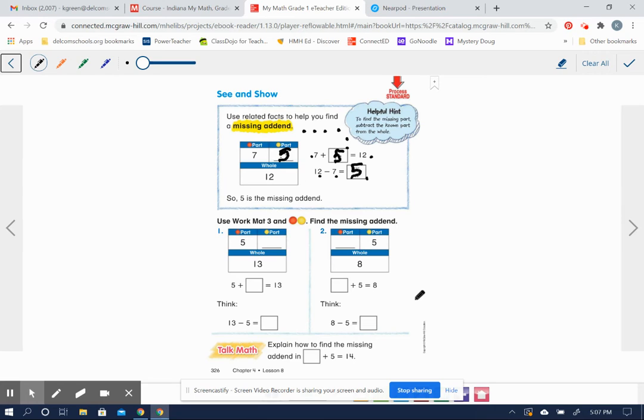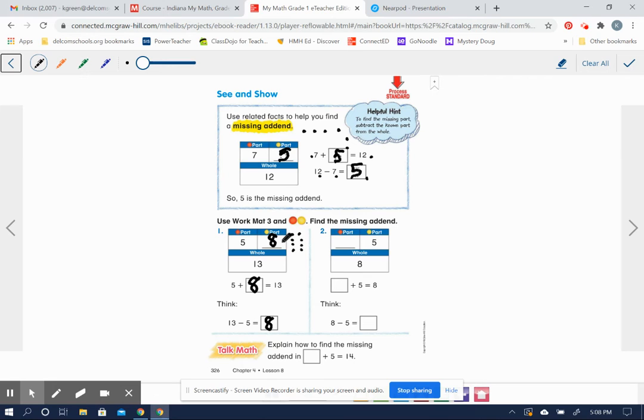We've got one part is 5. We don't know what the other part is, that part is missing. That addend is missing, and 13 is the whole. So 5 plus something equals 13. Well, let's start at 5 and count on. What's after 5 is 6, 7, 8, 9, 10, 11, 12, 13. How many dots do I have? Yeah, there's 8. So 5 plus 8 equals 13. Well, if that's the case, then 13 minus 5 equals 8.